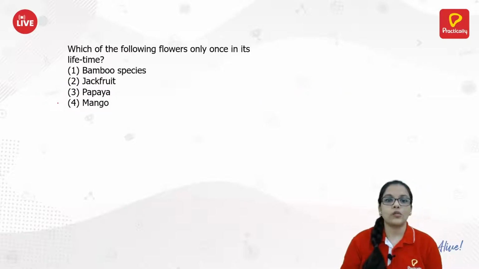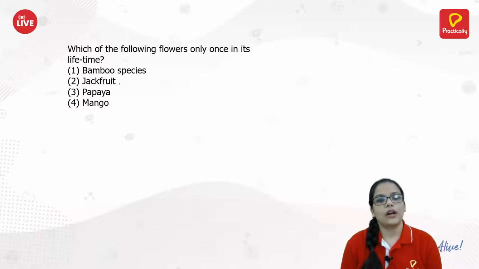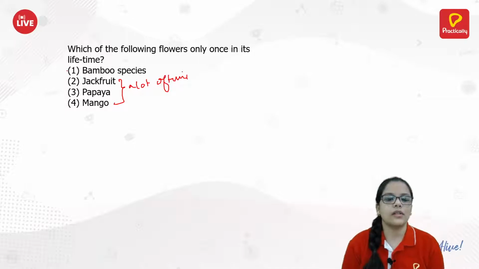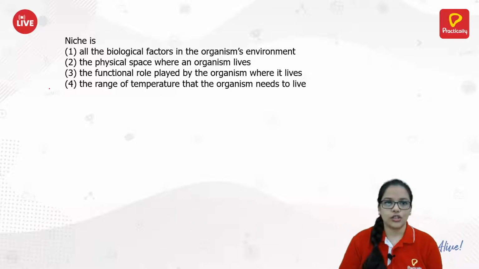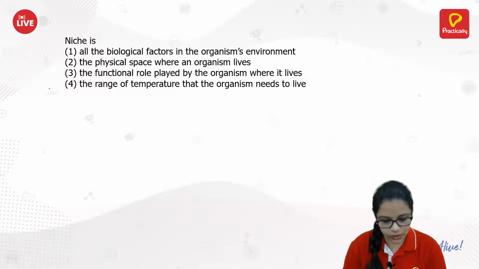Next. Which of the following flowers only once in its lifetime? Bamboo, jackfruit, papaya, mango. These flower a lot of times. Every year you can see mango fruits, etc. Okay, a lot of times. Answer is bamboo species. Niche is actually a functional role played by an organism, okay, where it lives. That is niche.